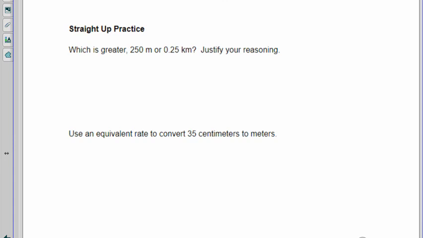And we have some straight up practice. We want to know what's bigger, 250 meters or 2,500 kilometers. Remember, there are 1,000 meters in 1 kilometer. And we are going to use an equivalent rate to convert 35 centimeters to meters. There are 100 centimeters in 1 meter. And that's all we have today.